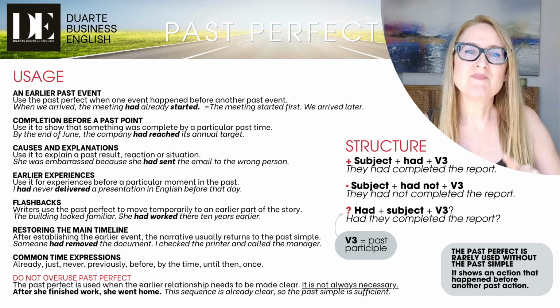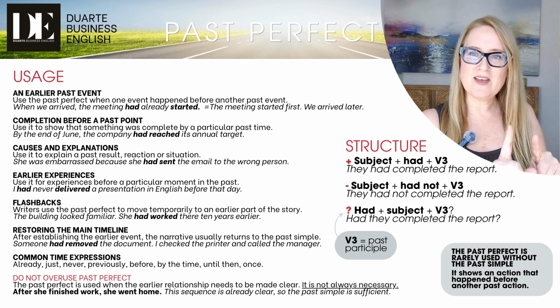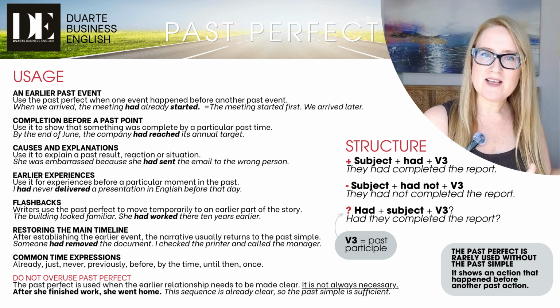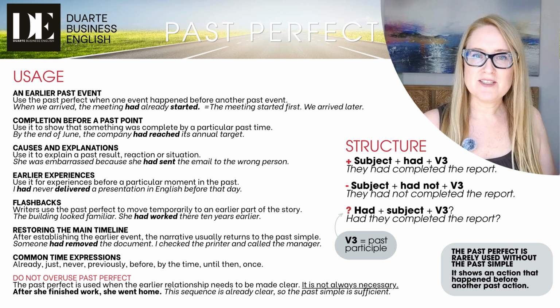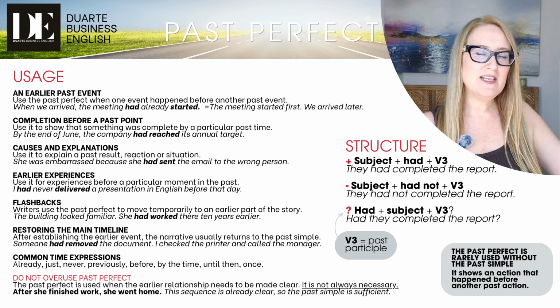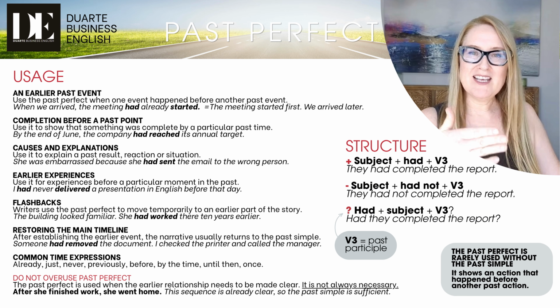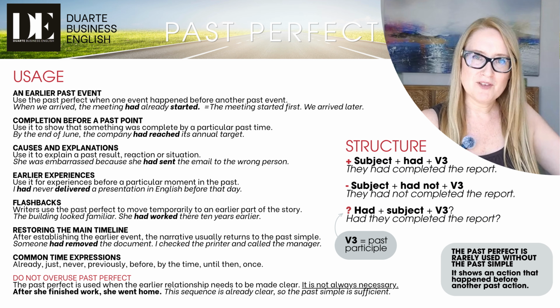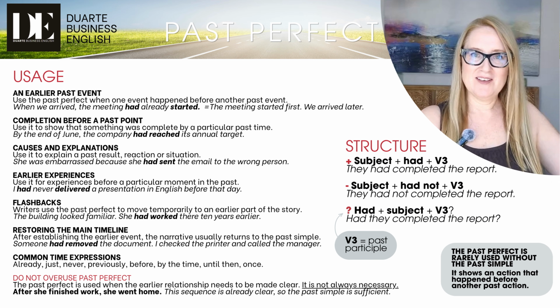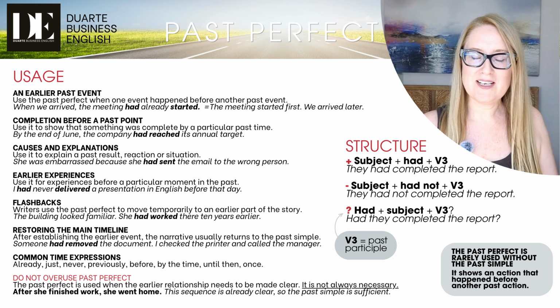I mean, there's not many variations here. Now, when do we use it? We use it for an earlier past event. So we use the past perfect when one event happened before another past event. So when we arrived, the meeting had already started. So what this means is the meeting started, then later we arrived. But in English, you put those together and kind of flip them. You're going to tell what happened first and then what happened next. So when we arrived, the meeting had already started.